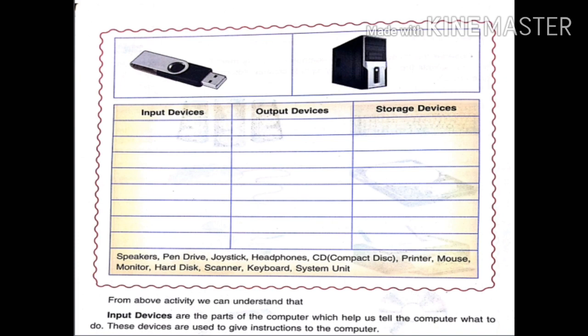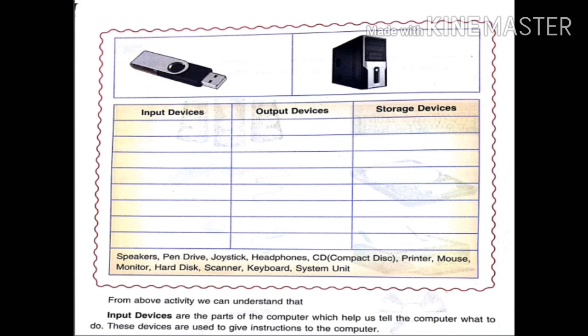Now 3 columns are given here: input device, output device and storage device. The names of the devices are given. You just have to arrange them in the proper column. Input devices you have to write in the input device column. Output devices you have to write in the output device column. And storage devices you have to write in the storage device column. I can give you an example: input device keyboard, output device monitor, storage device pen drive. Now you have to complete this and we will discuss it in the next class.